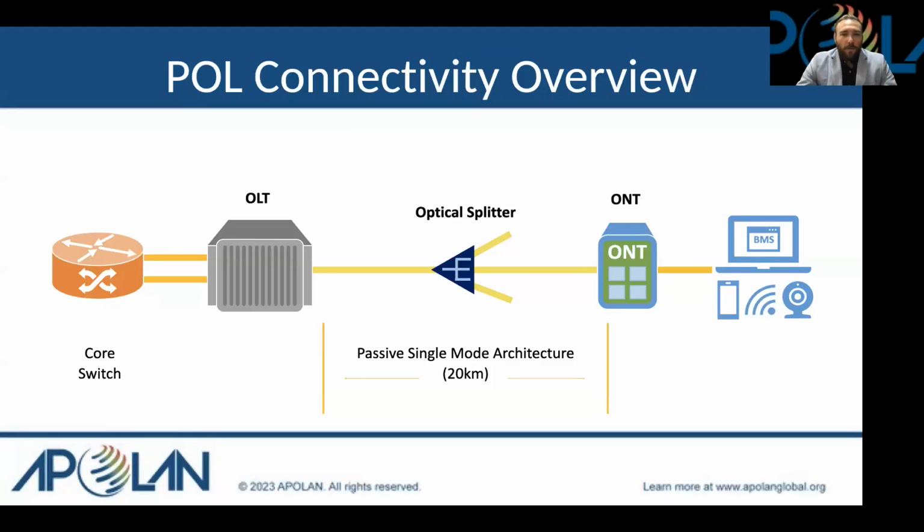We will go over a brief overview here before we start about passive optical LAN. Here we have a brief connectivity overview. You will see we have our core switch connected to our optical line terminal, and then using a passive infrastructure utilizing optical splitters, and then connected to our ONT, which is providing our end Ethernet connections to our devices. Between our OLT and our ONT, we have our passive single mode architecture up to 20 kilometers. This can be extended further by changing out optics.